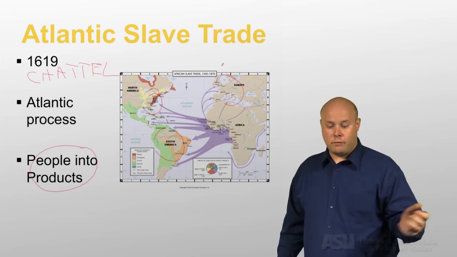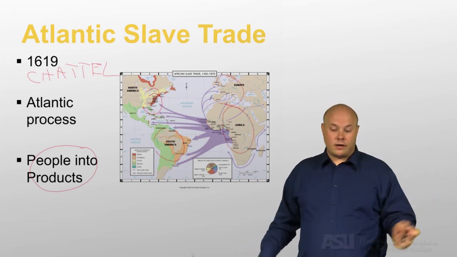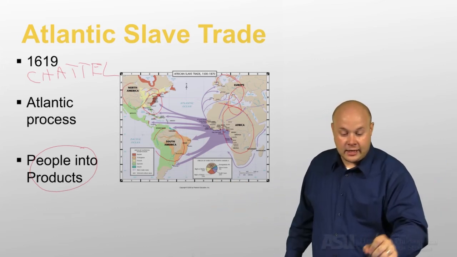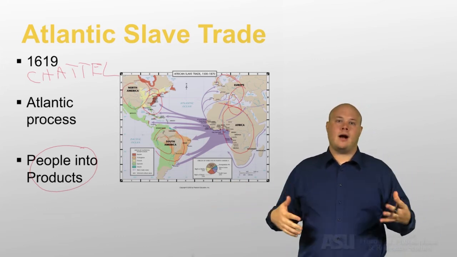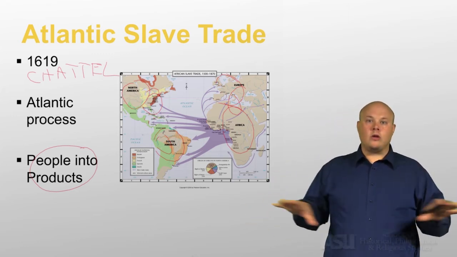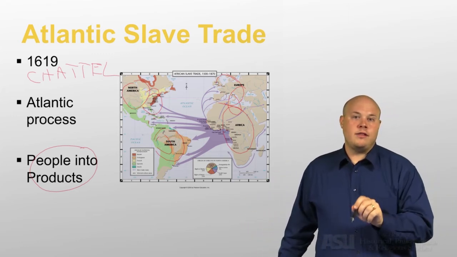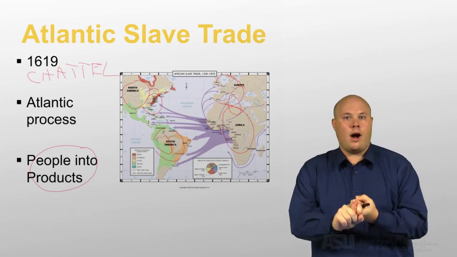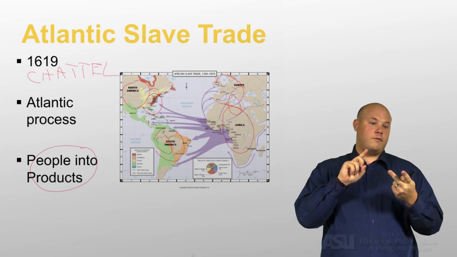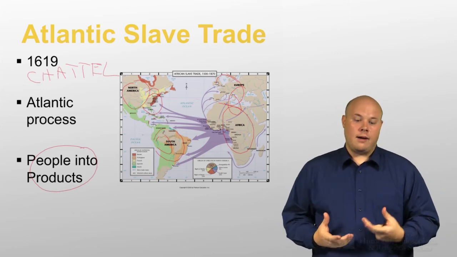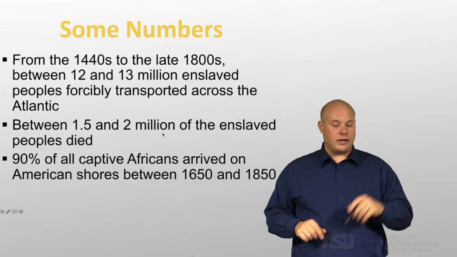Slavery existed in Europe before. Slavery exists in Africa. Slavery existed in Rome, obviously. Slavery existed in North and South America prior to contact. Slavery has been a constant in world history. But what changes with this is both the chattel principle, this idea of product, and the idea of racialization, this idea that only Africans are going to be enslaved people. So let's look at some numbers.